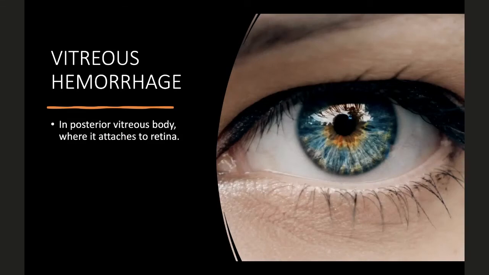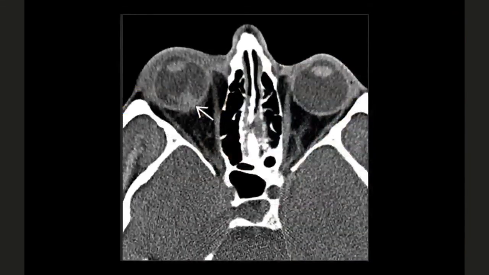We already talked about it, but that one was more like a globe hemorrhage, which had all of it. Now we're going to see one which involves only the vitreous. It is in the posterior vitreous body where it attaches to the retina, right? Quick, simple tips. I'm not going into the pathology and everything because you guys know this. You can refer to any book. I'm just going to give quick tips on imaging. So within the vitreous, you're seeing this hyperdense stuff.